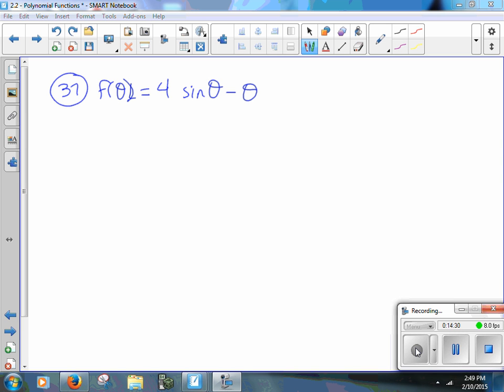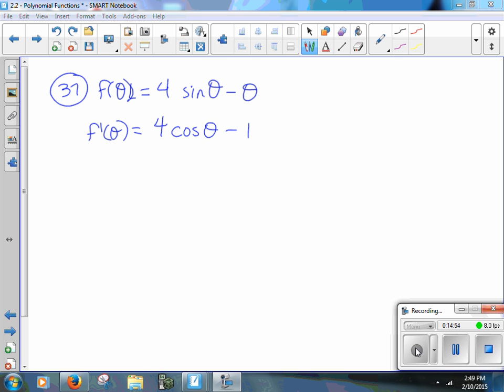You ready? We're going to find the derivative. How do I find the derivative of sine? Okay, so it's going to be 4 cosine theta. All right, look. Theta is x. So it's negative 1, isn't it? Okay.